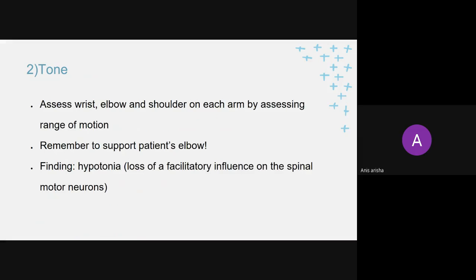Next we assess the tone. For the tone, the assessment is similar to the upper limb examination of tone. In assessing the tone, we need to support the patient's elbow, and we want to see if there is any hypotonia.